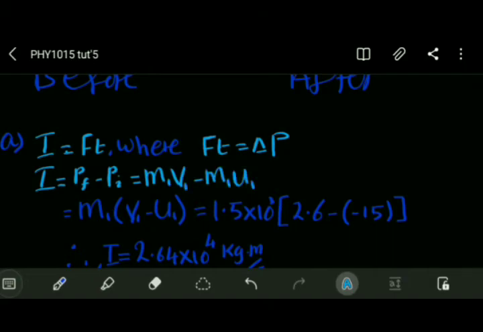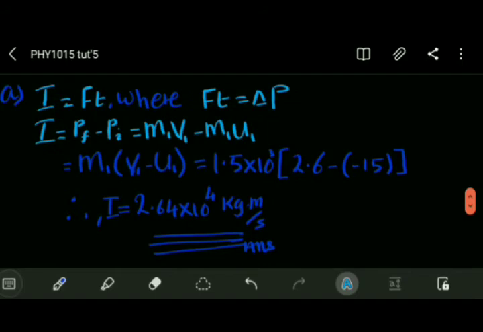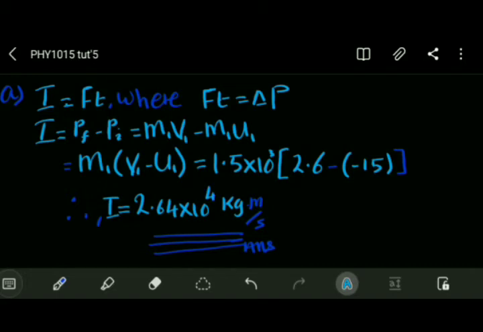We can simply substitute, and we get m1(v1 minus u1). We know the mass, and we know the final speed, which is the rebound, positive, minus the negative one here. So that is simply going to add, and we have the impulse as 2.64 times 10 to the power 4 kg meters per second.